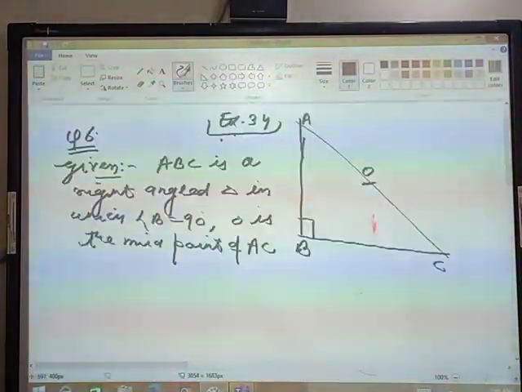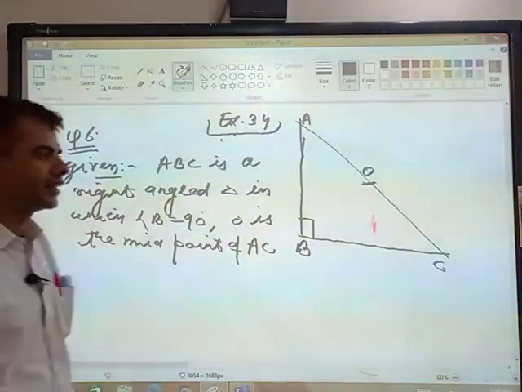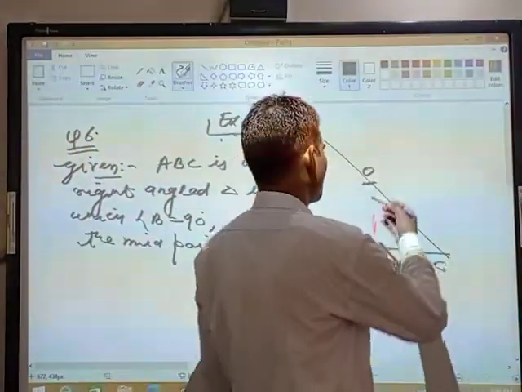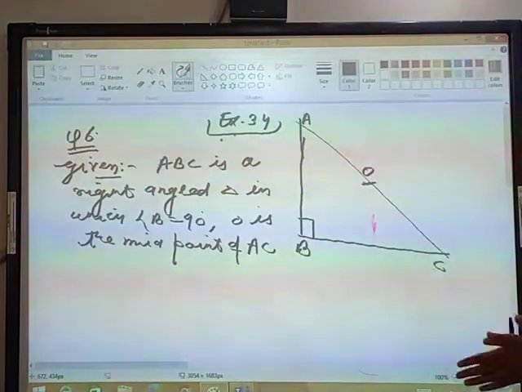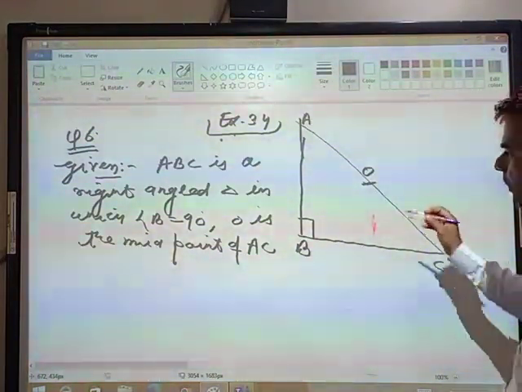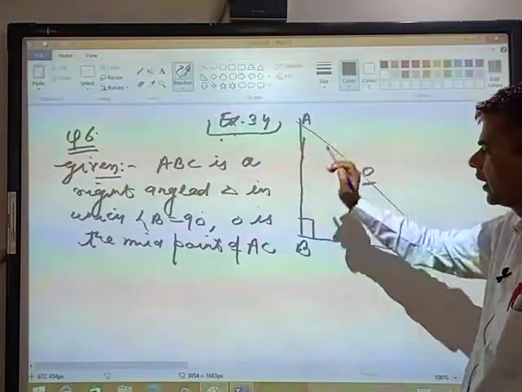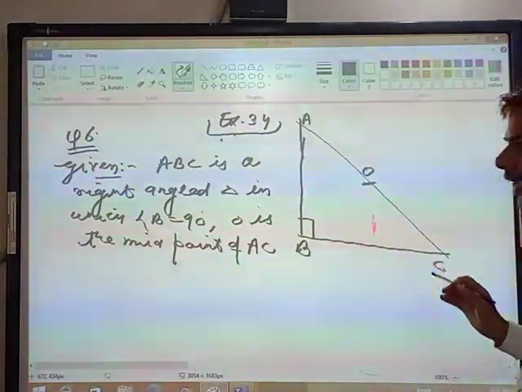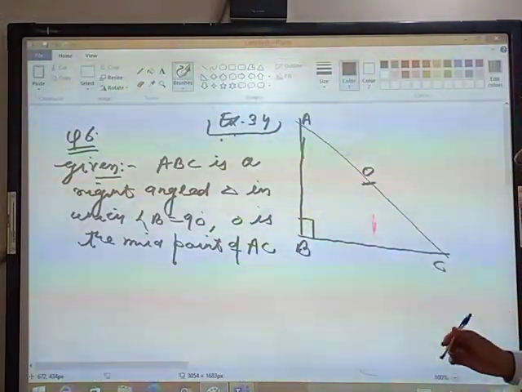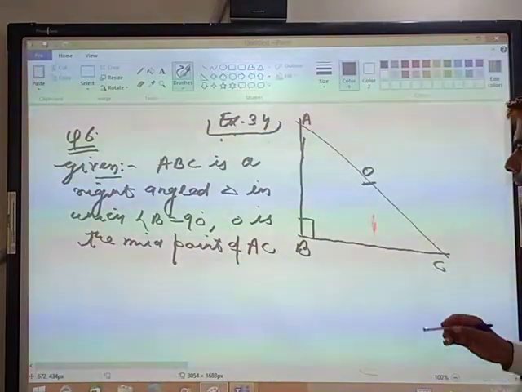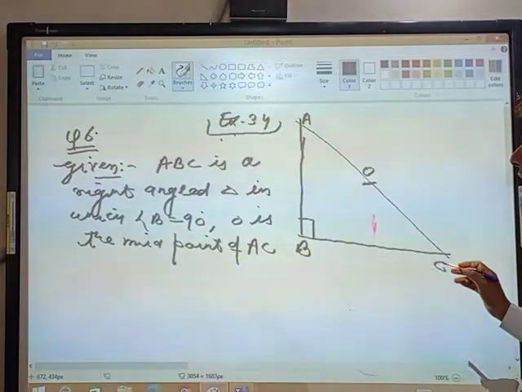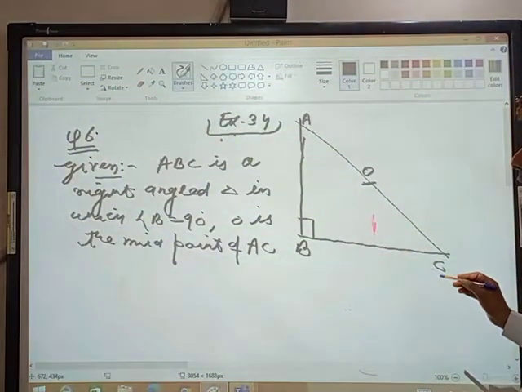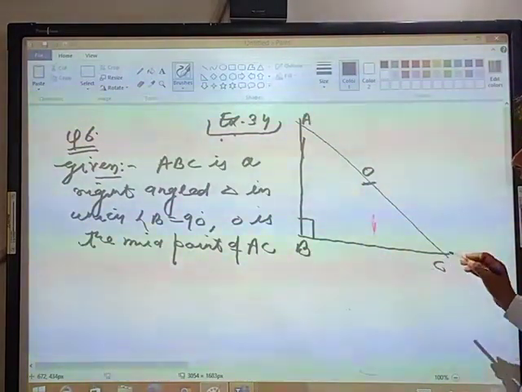Construction. We have to prove that O is a point which is equidistant from points A, B and C. In this we have to prove that O is a point which is at equal distance from A, B and C.